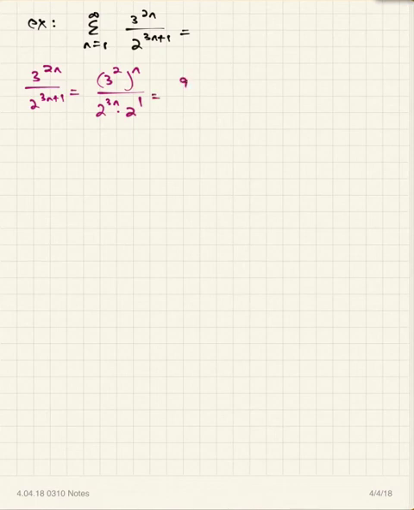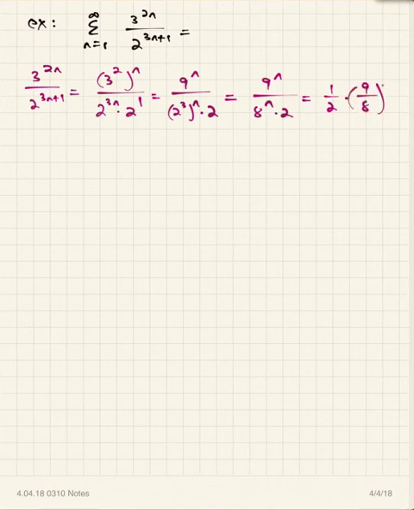So in the numerator, I get 9 to the n. In the denominator, I do the same thing with that 2 to the 3n. That's 2 to the third to the n times 2. So you have 9 to the n over 8 to the n times 2, like that. And so you end up with 1/2 times 9 over 8 to the n, like so.